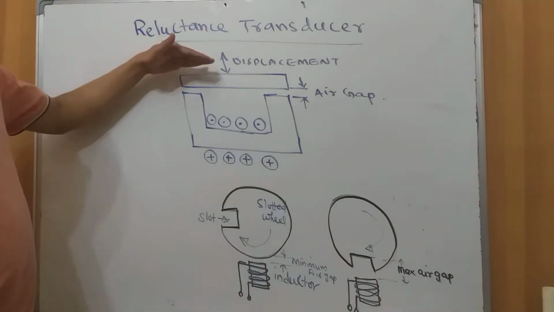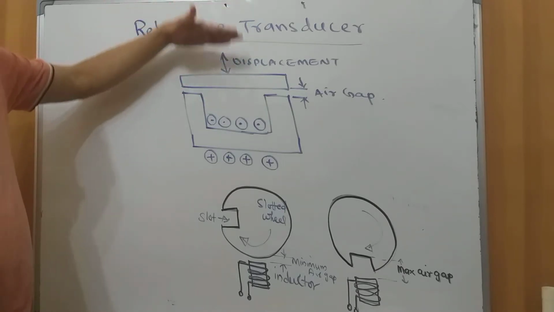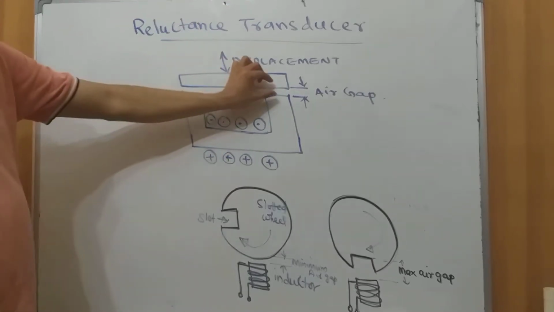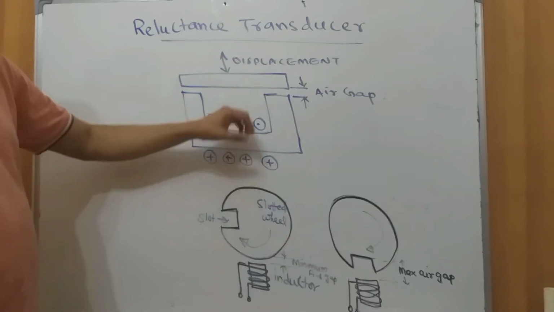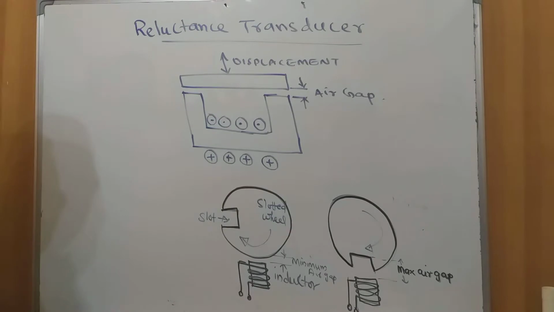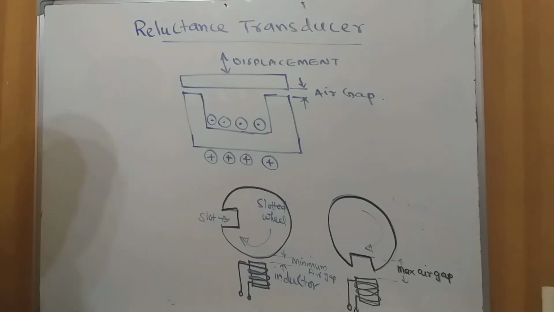So when this particular segment vibrates or moves away, the air gap will increase, and if it is moving towards the core, the air gap will reduce. Because of this difference in the air gap, there is a change that is going to happen in the inductance of the coil.